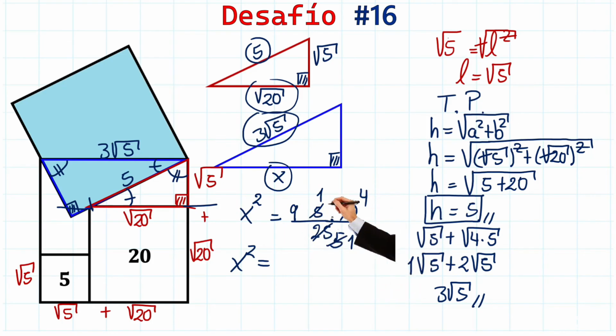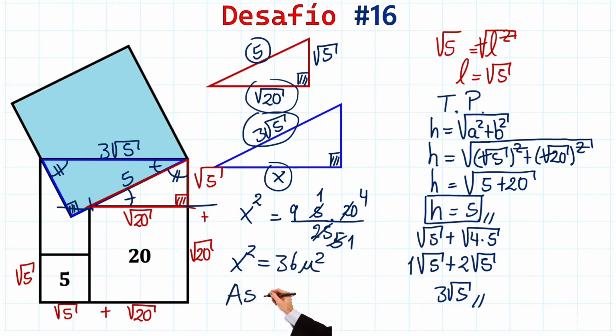Listen up, folks. 9 times 4 is 36. And you might ask, what is this for? Well, this represents the shaded area. Because the shaded area is the area of the square, and this square is of side x. Remember, that was the side. So the shaded area is 36 square units.